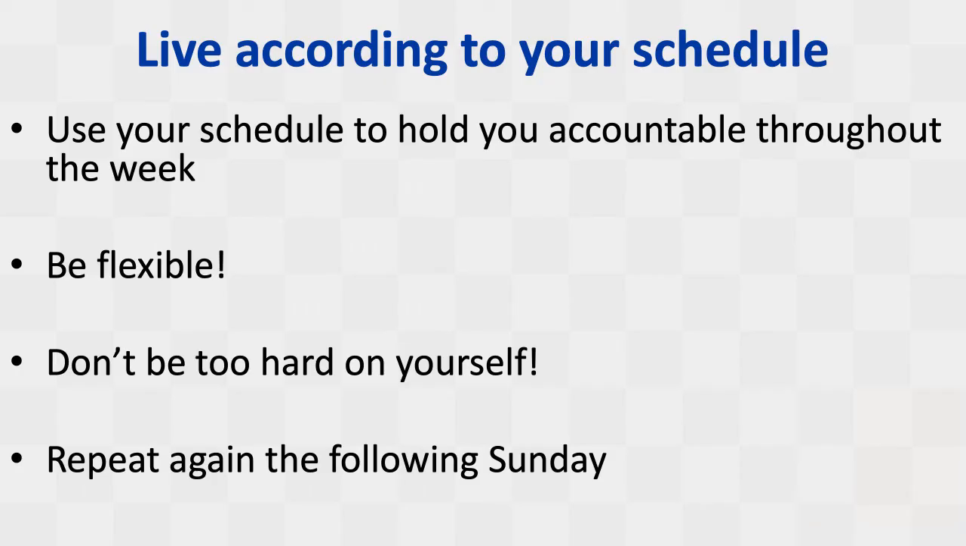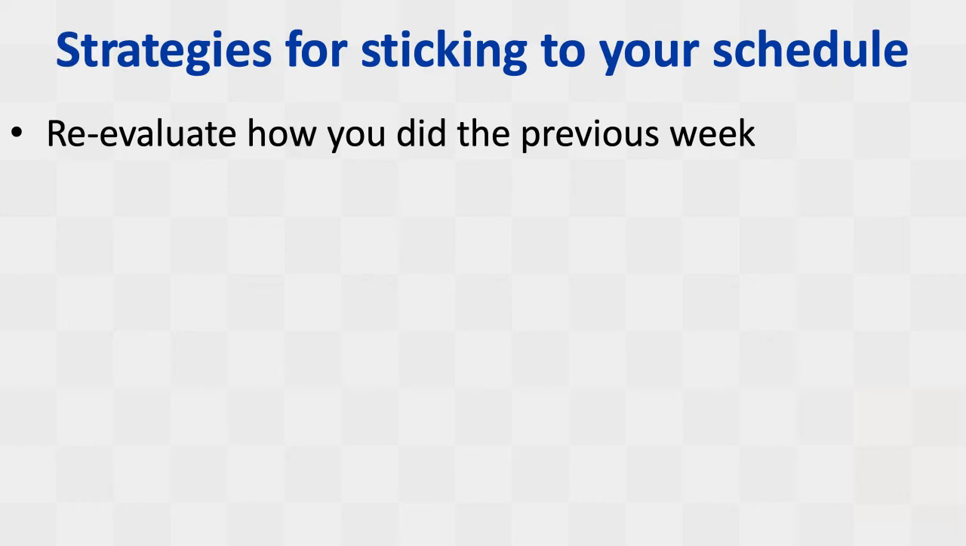So the next step is just live according to your schedule. So you want to use your schedule throughout the week to hold yourself accountable. So make sure that you're following that schedule, but you also want to be flexible and don't be too hard on yourself. So you have to be willing to be able to move some of the items on your calendar to different times, but you want to make sure that you're doing your best to try to hold yourself accountable to what you're scheduling. And then what you're going to do is the next Sunday, you're going to repeat the same process again so that each week you're coming up with this weekly work schedule.